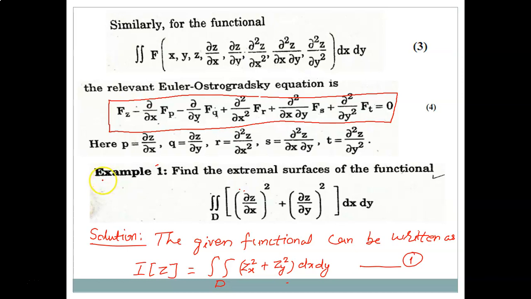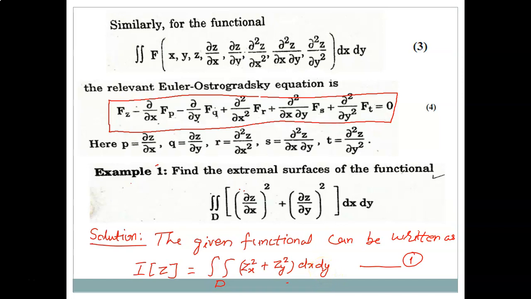Now we have one solved example in this case. Suppose find the extremal of the surfaces of the functional given by this. So in this case, you can see that there is an involvement of first order partial derivatives of z with respect to the variables x and y. So this is the first case here. So the functional can be put in this form. ∂z/∂x can be written as z subscript x, so z_x square. Similarly, this is z_y square. Now this is the functional.